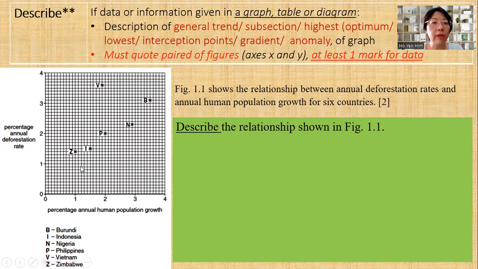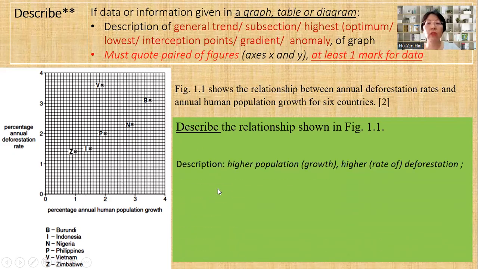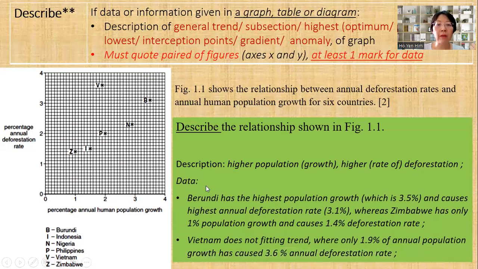So you can see that there's a relationship, right? As the population growth rate increases in percentage for all the countries except for V, Vietnam, then the percentage annual deforestation also increases. So the answer is the general trend: the higher the population growth, the higher the rate of deforestation. So that is general trend number 1. Then quote the details, the data now.